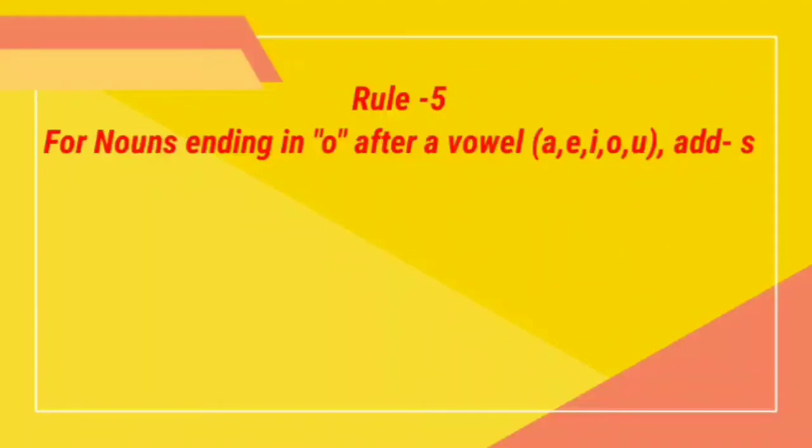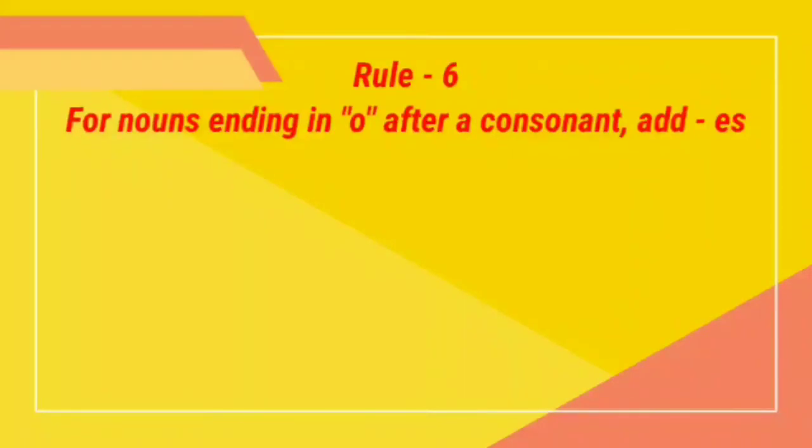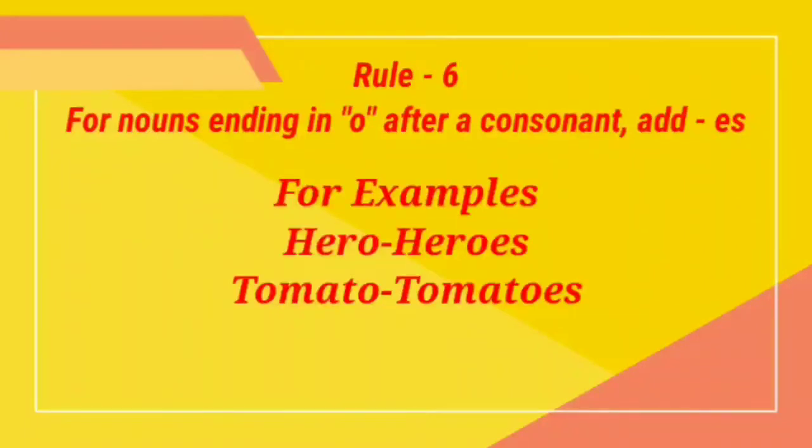Rule number 5. For nouns ending in o, after a vowel a, e, i, o, u, we add s. For example, studio, studios, radio, radios. Rule number 6. For nouns ending in o, after a consonant, we add es. For example, hero, heroes, tomato, tomatoes.